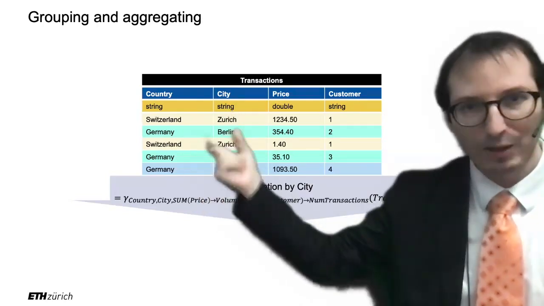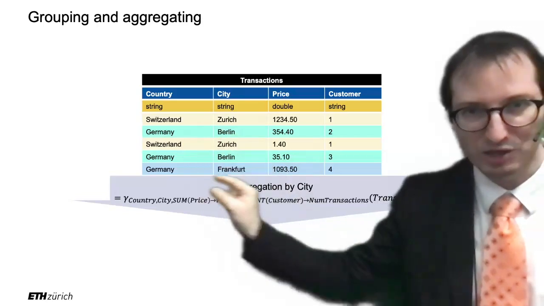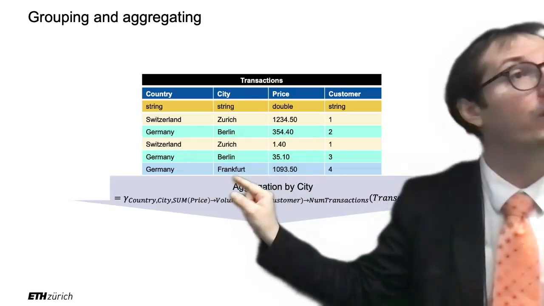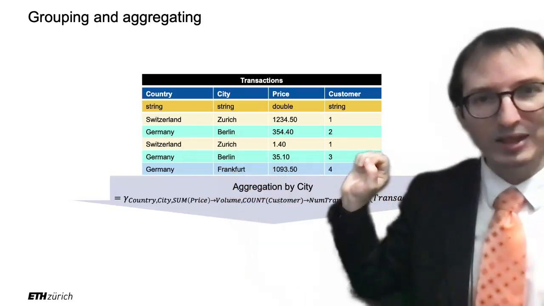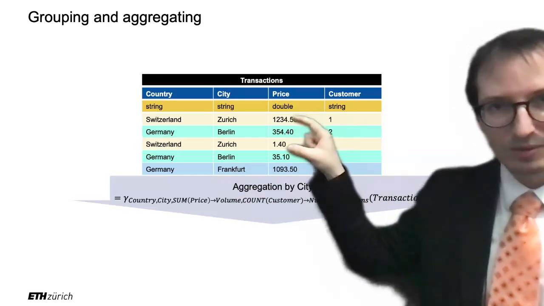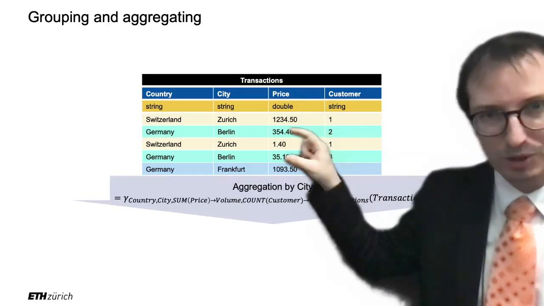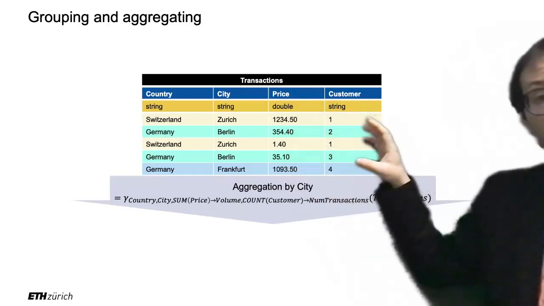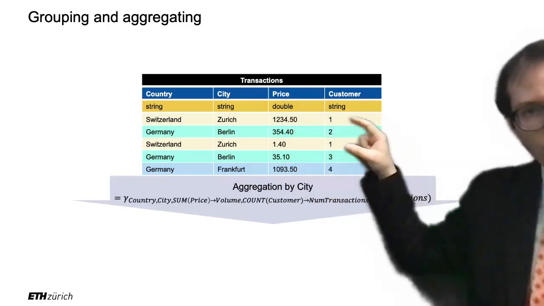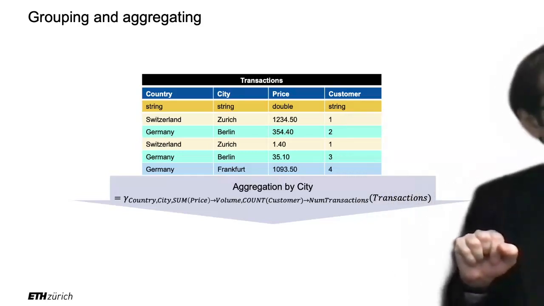So I want to match these two, Switzerland, Zurich, Germany, Berlin, and Germany, Frankfurt. So I have 3 groups, right? And what I want to do here, I would like to sum on the price. So for this column, I want to sum this and this, and sum this and this. And here I want to count. I don't want to do the sum, I want to count. So here that's 2 of them, and 1 of them, okay?